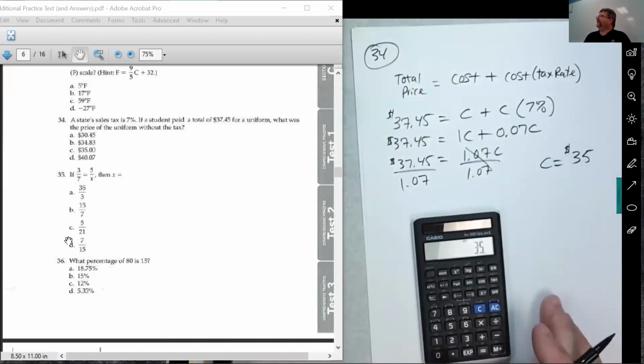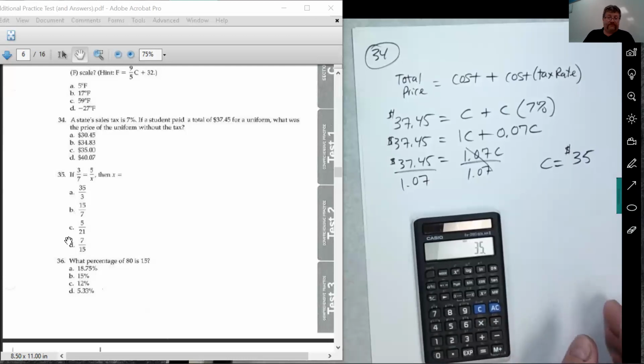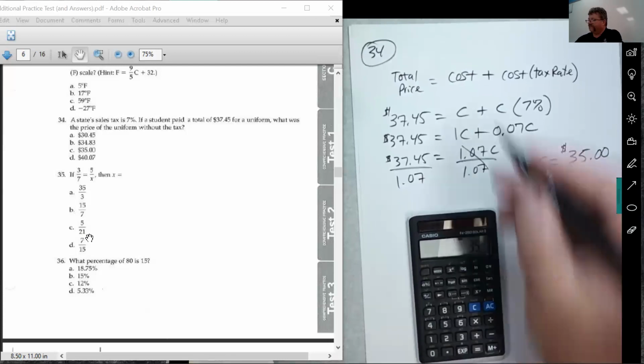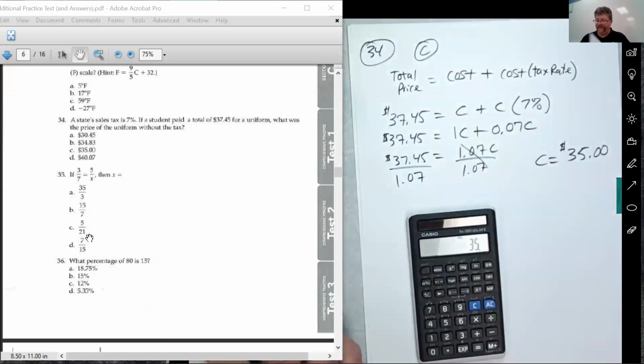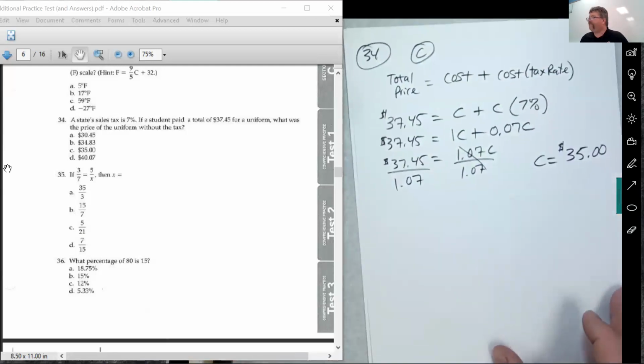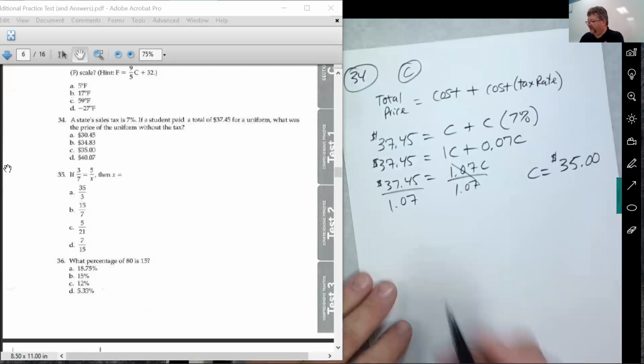Okay. If we check out the old prices there, you see 35 alone is not sitting there, right? But what is sitting there? 35.00. We're talking a dollars and cents problem here. So I didn't show the cents, but it would be $35.00. So if we look at choice C, that's going to be our winner. Okay, 35. What do we have now?